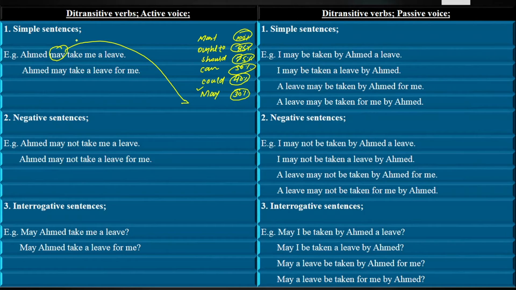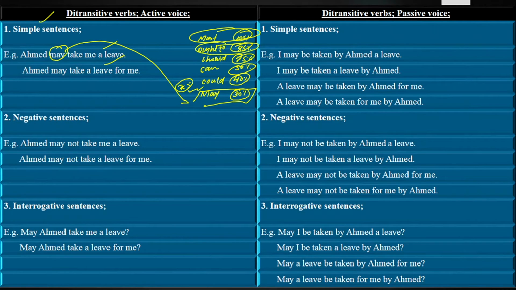The sentences of the modal auxiliary may we will make with the verb take. First we'll start with simple sentences. Those sentences which make a simple statement are called simple sentences. Ahmad may take me a leave. Ahmad may take a leave for me means he may grant a leave for me, meaning 30% chances are there that Ahmad may take me a leave, but otherwise 70% no chance that he will. Maybe he is a careless person, he does not care, and when you give him an assignment he does not do it honestly. So if I say he must, that is necessary.